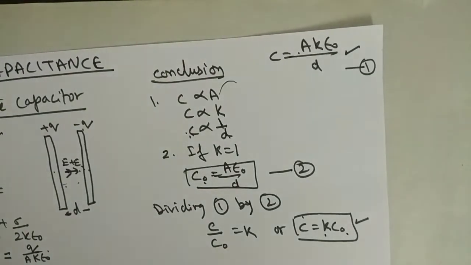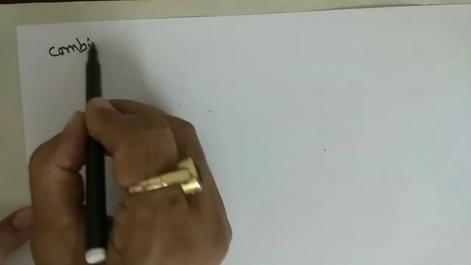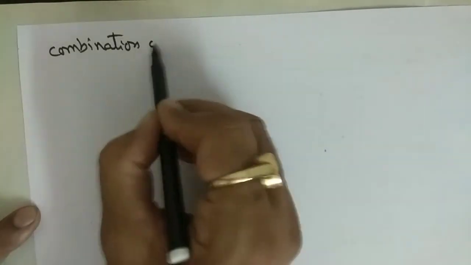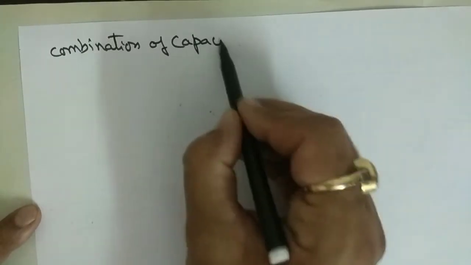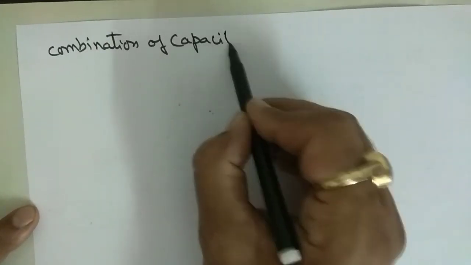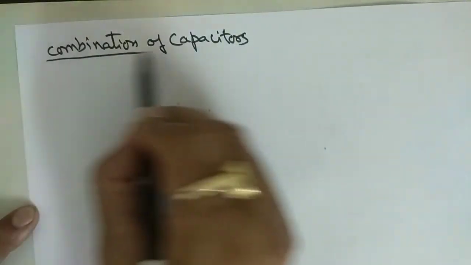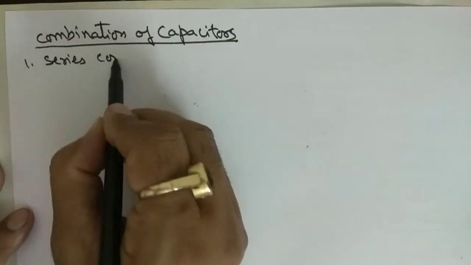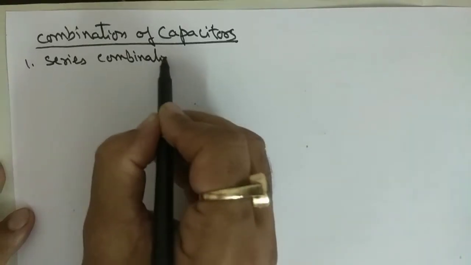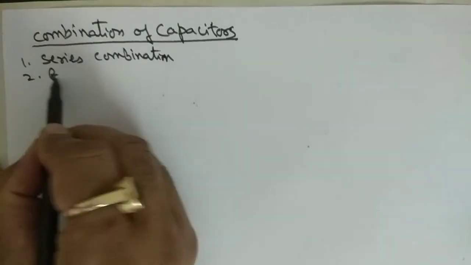After this we can discuss another important topic, that is the combination of capacitors, or how we can add capacitances. It is possible by two methods: first, series combination, and second, parallel combination.